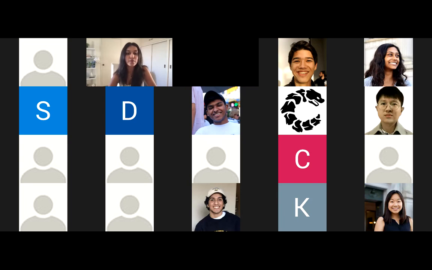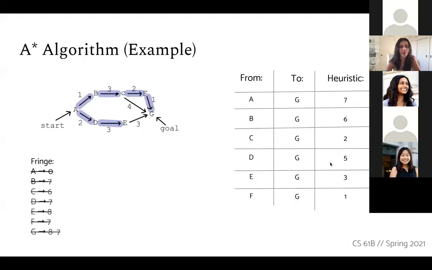Oh yeah, I'm just a little confused still about the fringe and A star. So on slide 67, you have E is 8 and G is 7 in the PQ fringe. And so I thought you would actually still go to G first because G has a higher priority of 7 rather than 8. Oh, are you talking about when we popped E instead of A or E instead of G? Yeah. So typically G wouldn't really be in our fringe. I put G in there just to show.